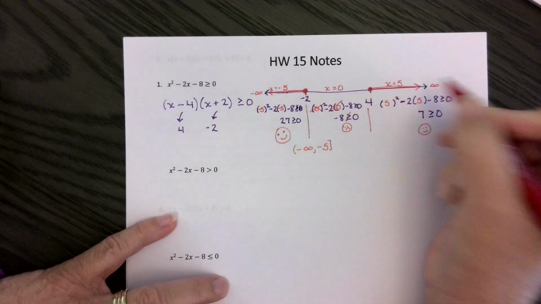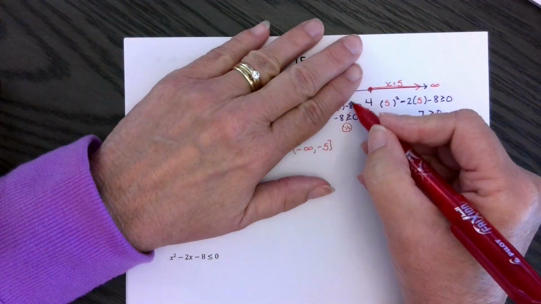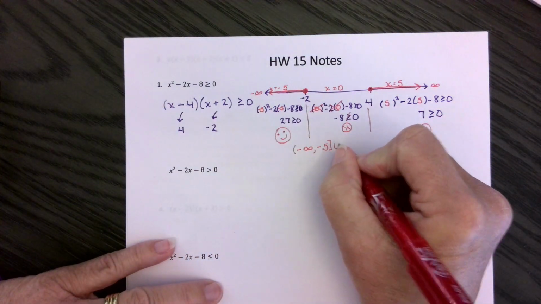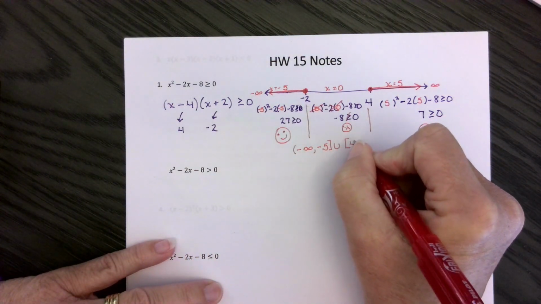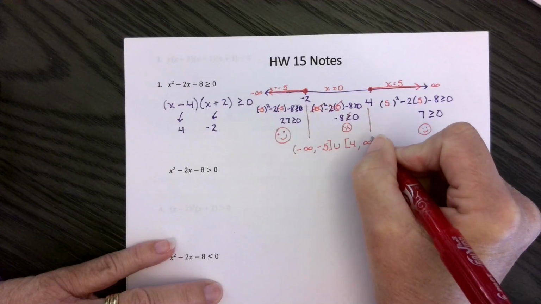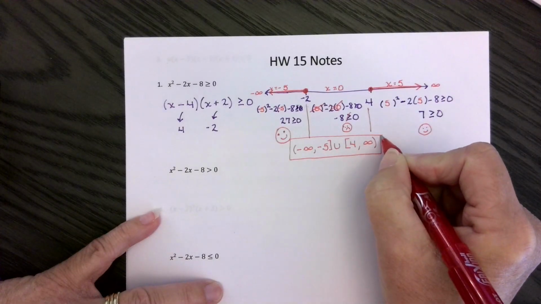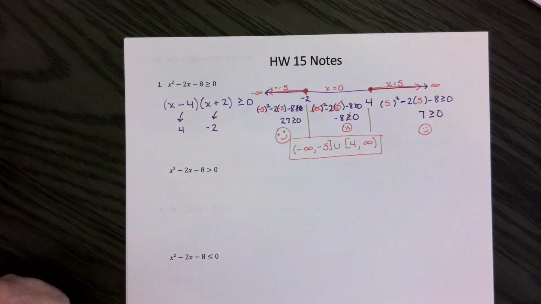Well, if we put that in interval notation, we're going to have bracket, put a union, bracket 4 to infinity. Okay? And that's our answer, because all our answers are going to be in interval notation.